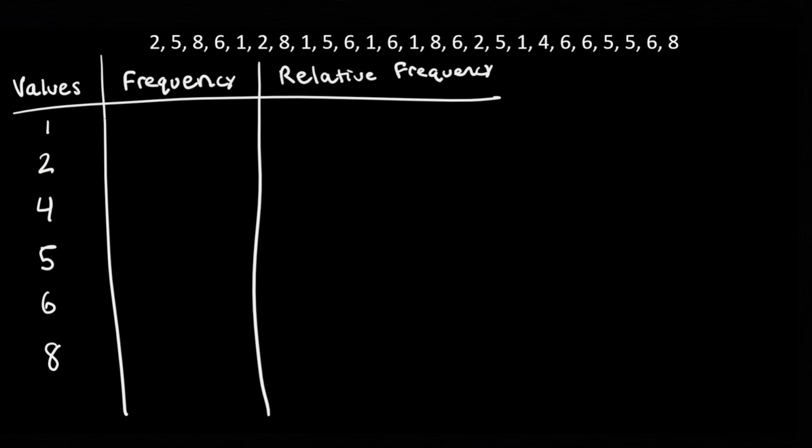Next, to fill in the frequency column, we just want to count the number of times our value appears in the dataset. So for the value 1, it appears 1, 2, 3, 4, 5 times. So the frequency is 5. 2 appears 1, 2, 3 times. 4 appears 1 time.